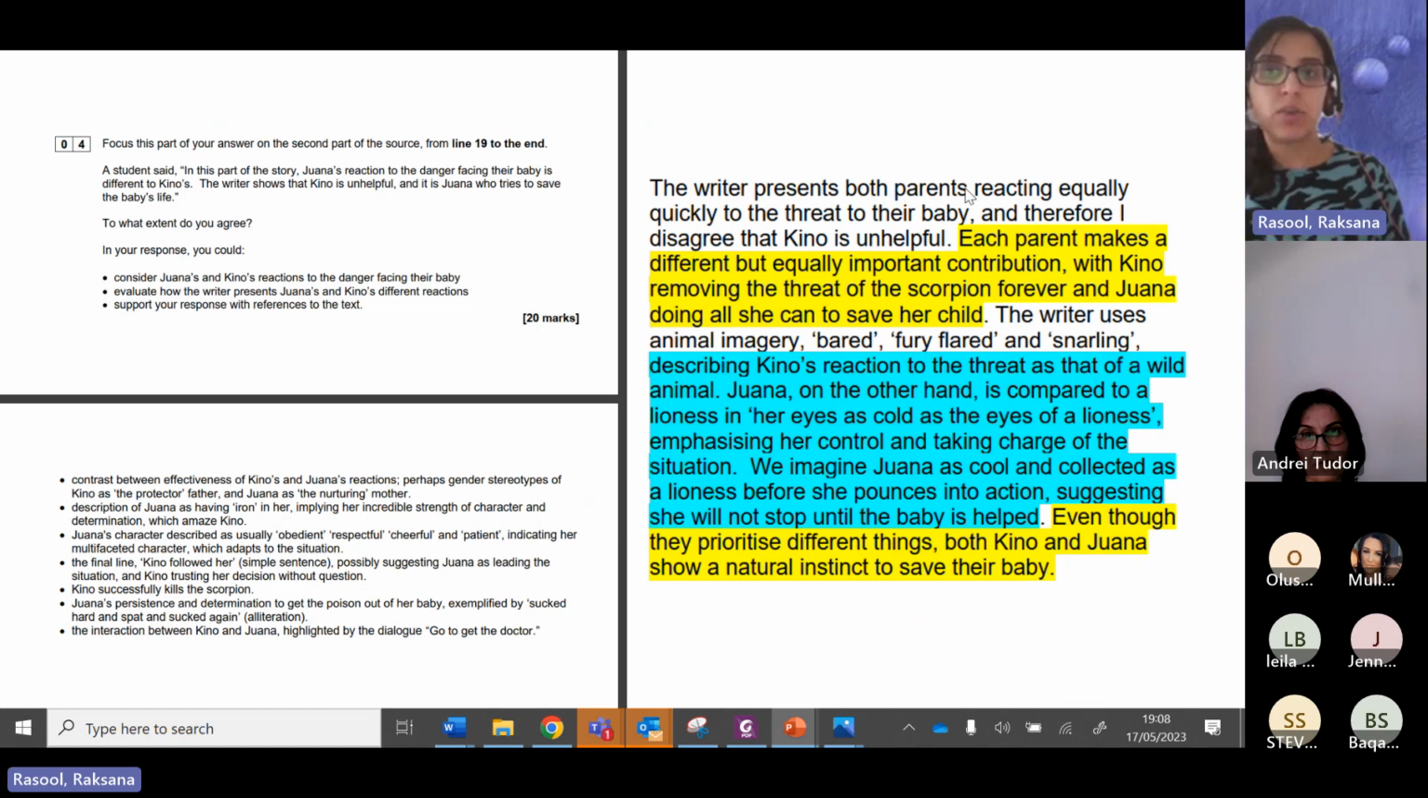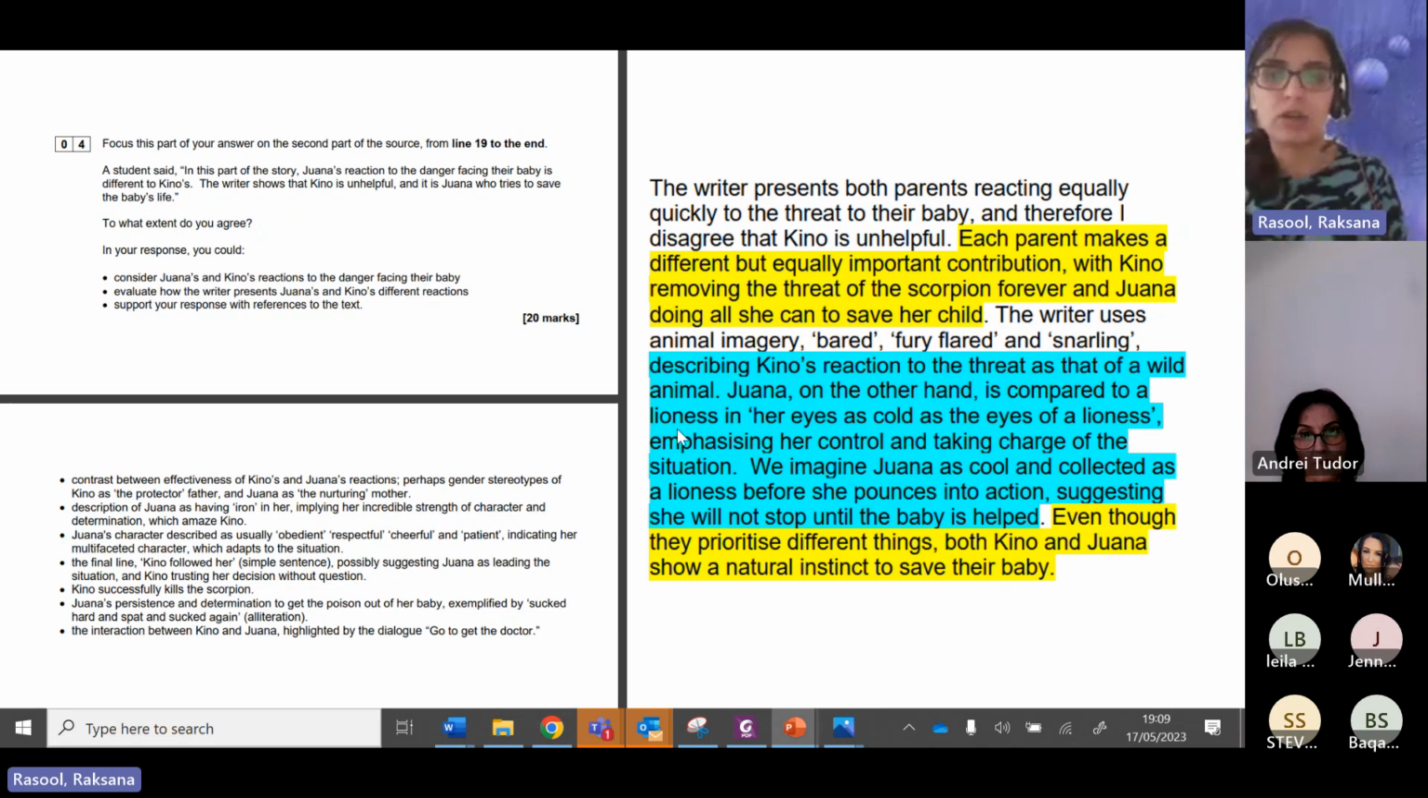The writer presents both parents reacting equally quickly to the threat to their baby, and therefore I disagree that Kino is unhelpful. Just like we said, each parent makes a different but equally important contribution. Kino removes the threat of the scorpion forever, and Juana does all she can to save her child. The writer uses animal imagery to describe Kino's movements, like bared, fury flamed, snarling, describing Kino's reaction to the threat as that of a wild animal. Juana, on the other hand, is compared to a lioness.